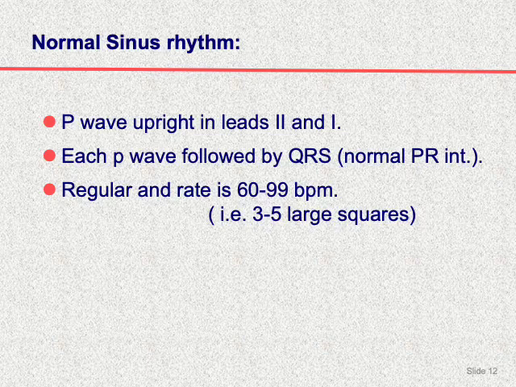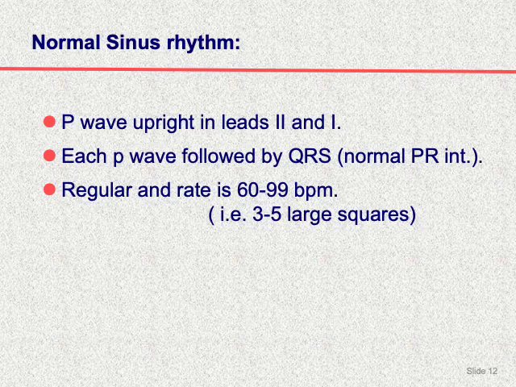Another requirement is that each P wave be followed by a QRS or R wave, with a normal constant PR interval. If these two conditions occur, we have a sinus rhythm. If the rate is between 60 and 99, this is normal sinus rhythm. Less than 60, it will be sinus bradycardia. More than 99, it will be sinus tachycardia.